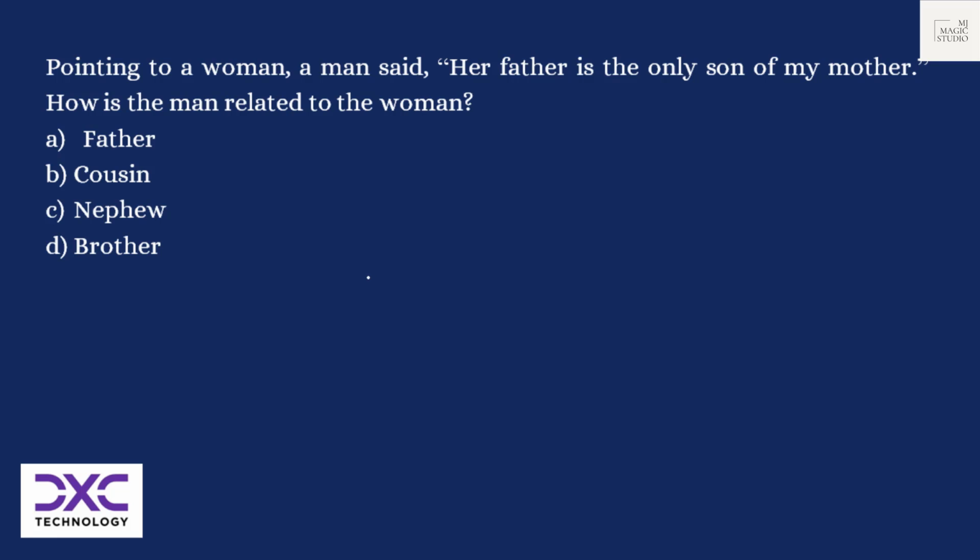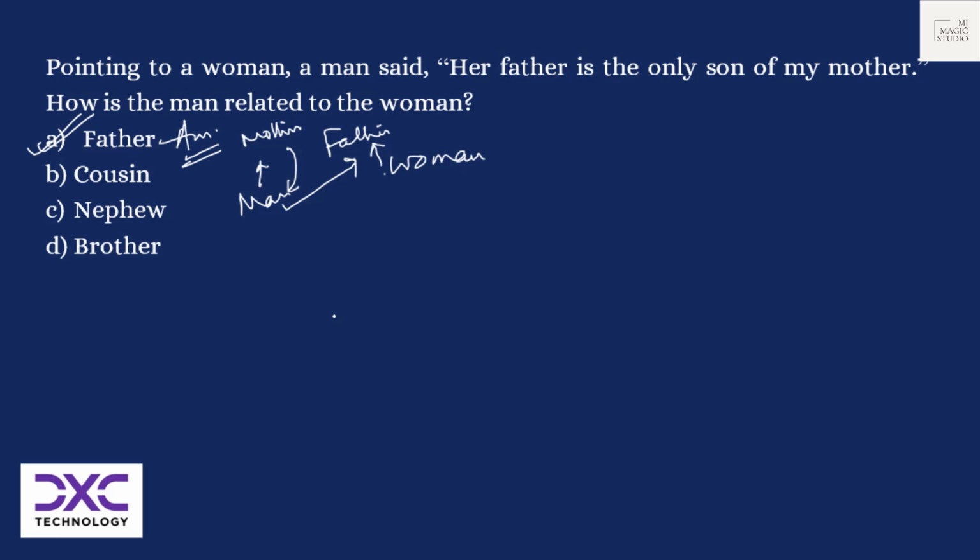One more, pointing to the picture, pointing to the person, in blood relation. Pointing to a woman, a man said, her father is the only son of my mother. The man's mother's only son is the man himself. That means the woman's father is nothing but this man. How is the man related to the woman? This man is nothing but the father of that woman.